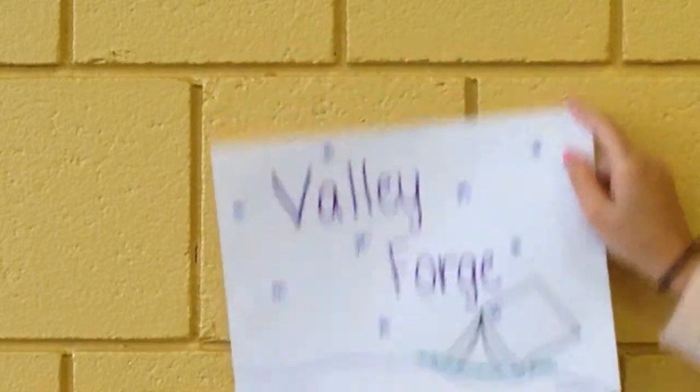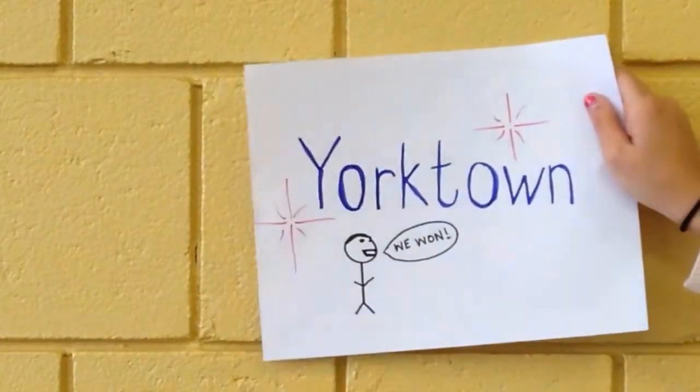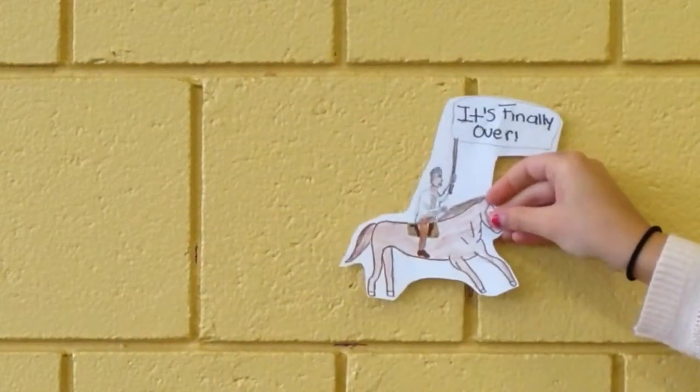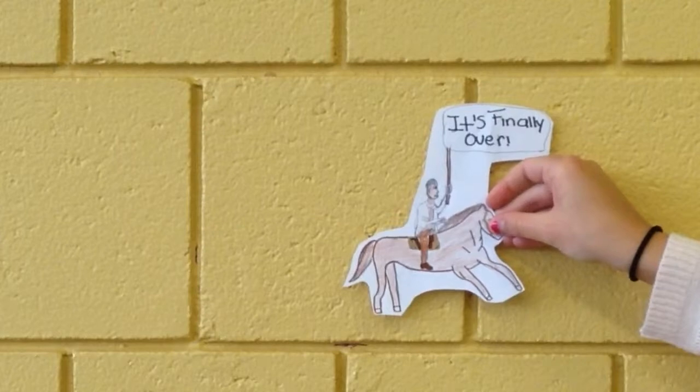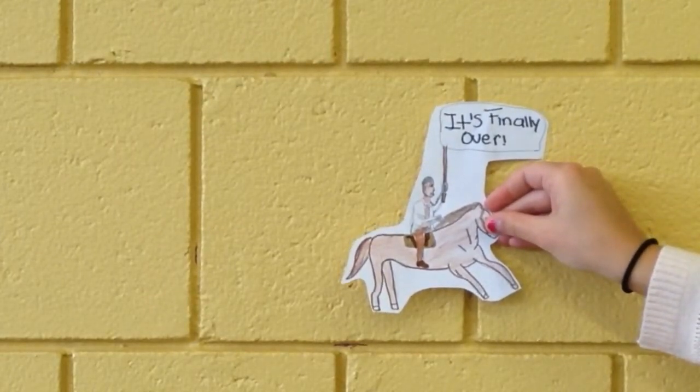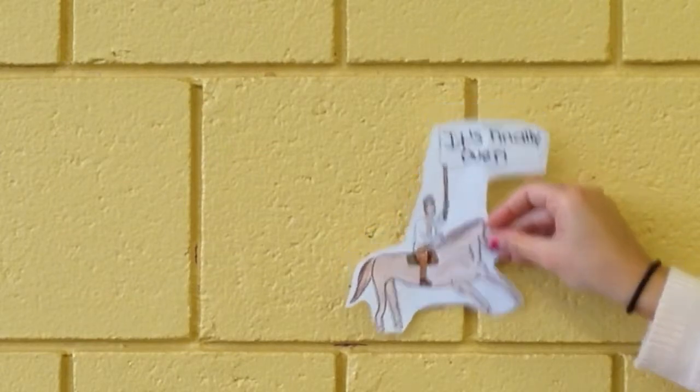The last major battle was the battle at Yorktown in 1781. The American forces were led by George Washington. The end of the land war was established when Cornwallis, the leader of the British Army, surrendered. This caused the British government to negotiate a plan to end the conflict.